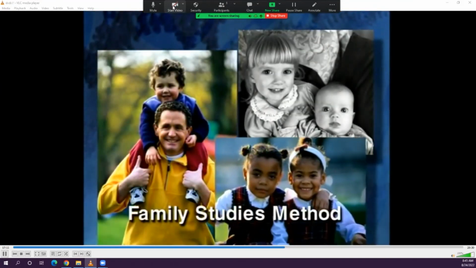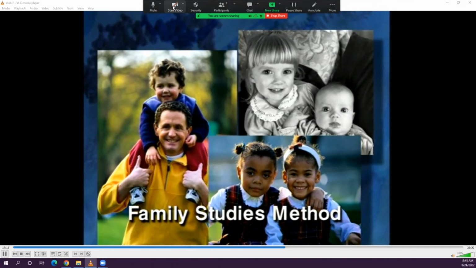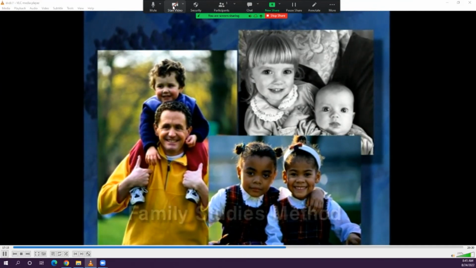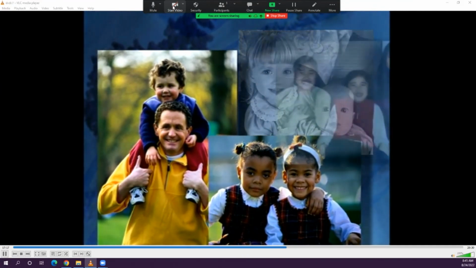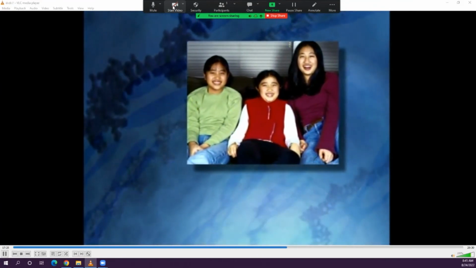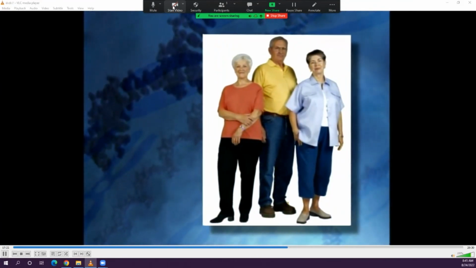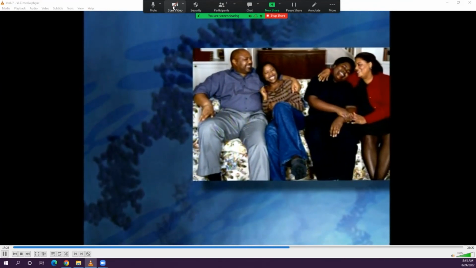In the family studies method, the effect of heredity and environment on physical traits is noted. For example, it may be difficult to determine whether all members of a family are obese due to a genetic tendency to gain weight early or to the faulty diet eaten by the entire family.